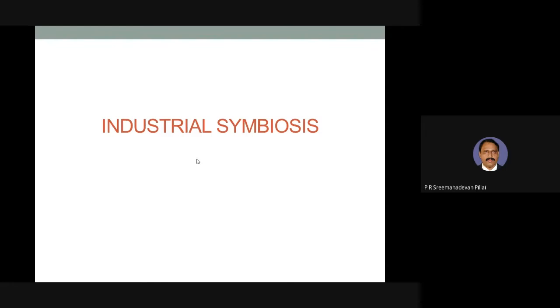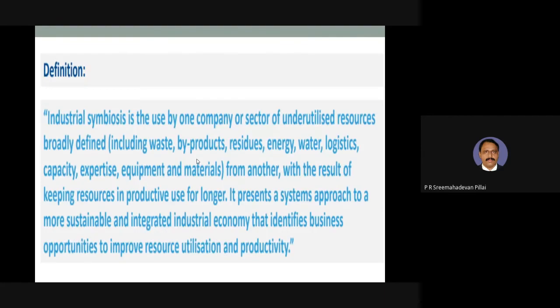Now we are passing on to what is called industrial symbiosis. Industrial symbiosis. I explained to you the term symbiosis earlier. Then what is industrial symbiosis? Read that statement which is written there.